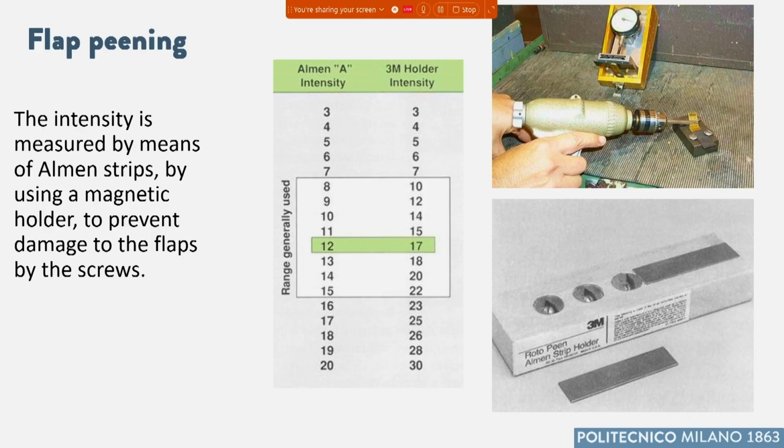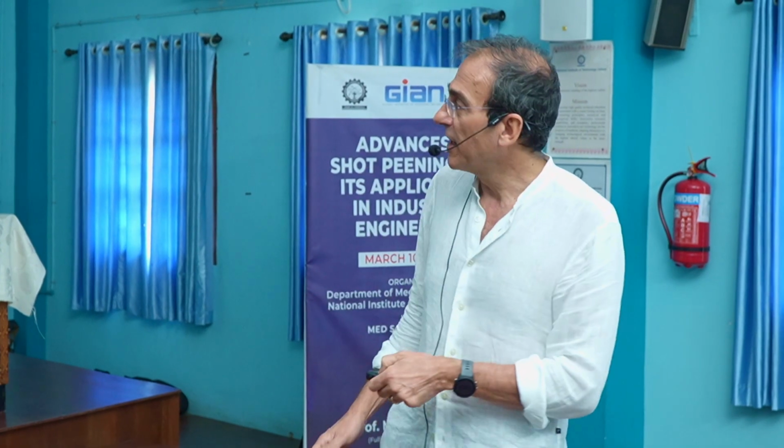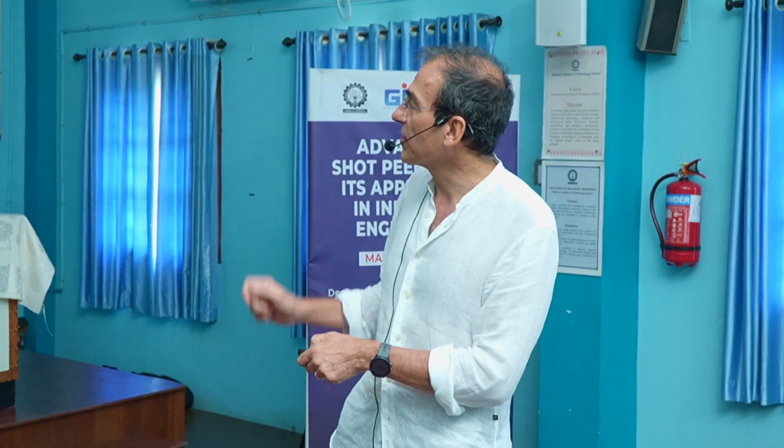It uses this holder that is magnetic, and this means that the final measurement of the arc height will be different with respect to the traditional one. And so this is a scale for converting the Hellman A intensity to the 3M, that is this device, or older intensity.